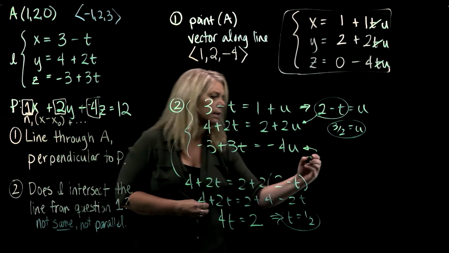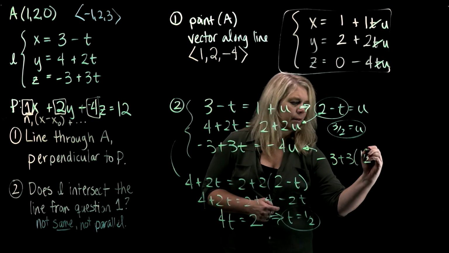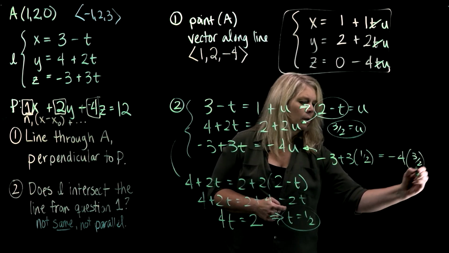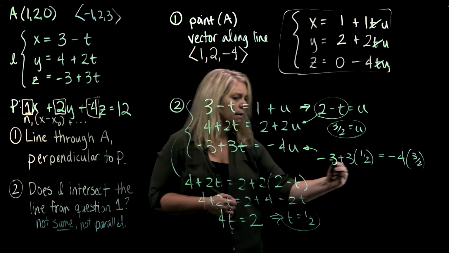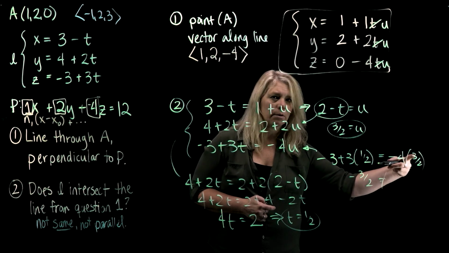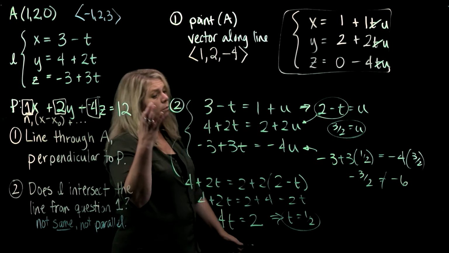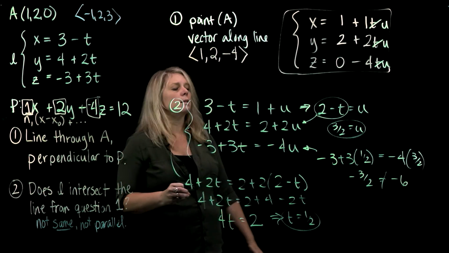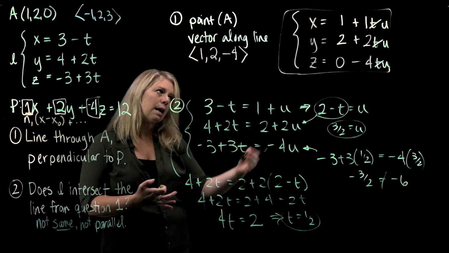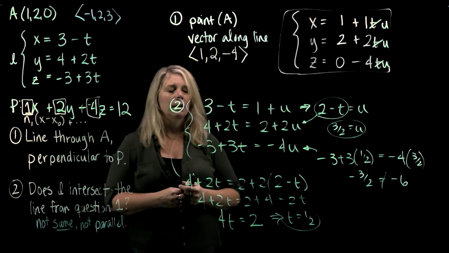In this third equation, negative 3 plus 3 times t, 1/2, I want to see if that is equal to negative 4 times u. And it's not. Here, negative 3 plus 3/2 is negative 3/2, and that is not equal to what we get over here, which is negative 12/2, or negative 6. So this is an inconsistent system. If that had been true, then those would be my t and u values that satisfy this system, and I could use them to find an xyz point from either set of equations.